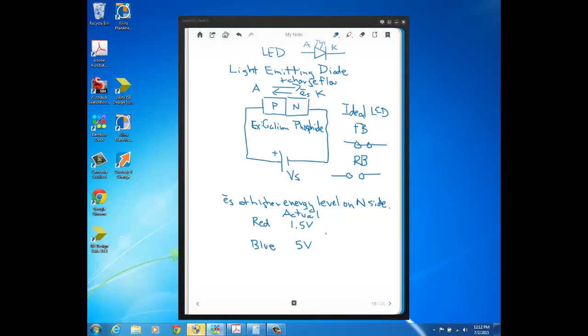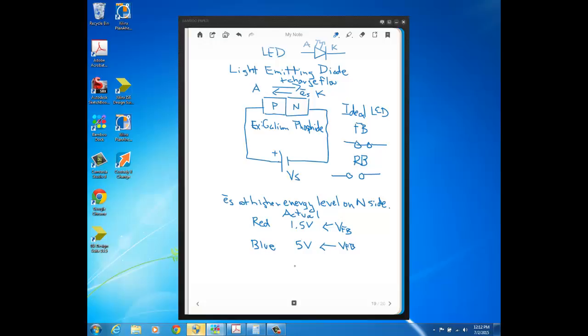So in a real situation, where you're out working someplace or doing some sort of project, you would just look up what that forward bias voltage drop is. These are the V gammas, or the turn-on voltages, for those. And there are various color LEDs between red and blue. Red and blue are the two extremes. If you have a different color, the forward bias voltage will be somewhere in between these numbers.